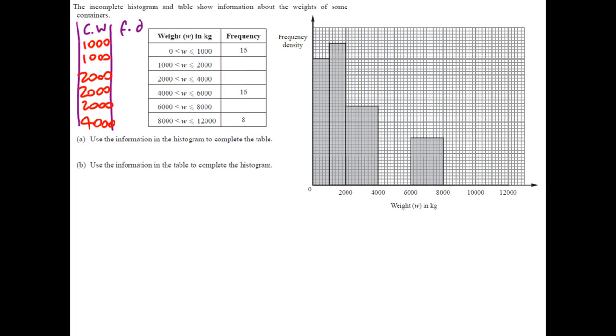Oh, big numbers. Frequency density. What do you have to times 1,000 by to get 16? So you can do 16 divided by 1,000. You can move your zeros, or you can use a calculator, because like I've said, we're practicing histograms here. 0.016 for the first one. The next one, we haven't got the info for frequency yet. This one we do, the 4,000 to 6,000 interval. We're going to do 16 divided by 2,000 to give you 0.0.